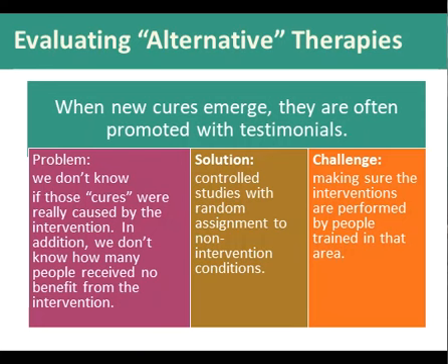Evaluating alternative therapies. When new cures emerge, they are often promoted with testimonials. The problem: we don't know if those cures were really caused by the intervention. In addition, we don't know how many people received no benefit from the intervention. The solution? Controlled studies with random assignment to non-intervention conditions. Research and experimentation. The challenge: making sure the interventions are performed by people trained in that area.